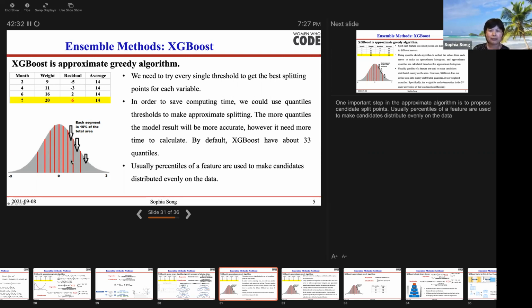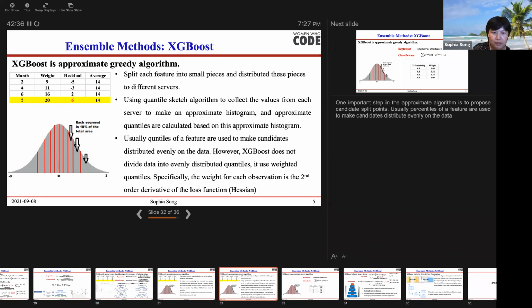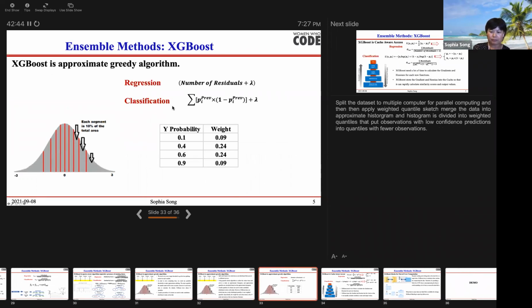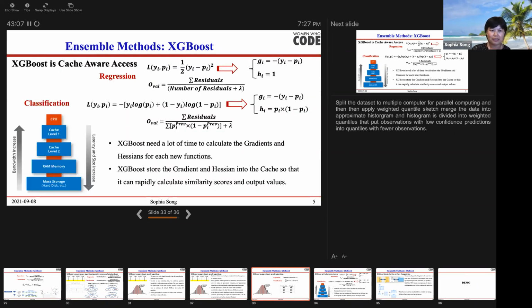So actually there is another concept, I believe it's called the weighted quantile sketch. They weight each data point, then combine these weighted data points to form a histogram. Use this histogram to create the percentiles, then do the splitting. That will save much time, right? So this is another advantage of XGBoost.